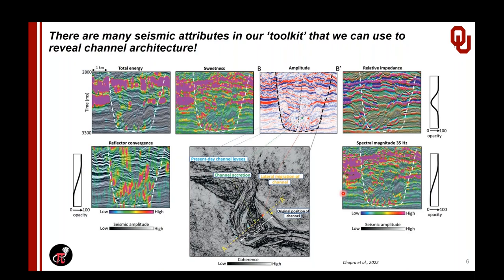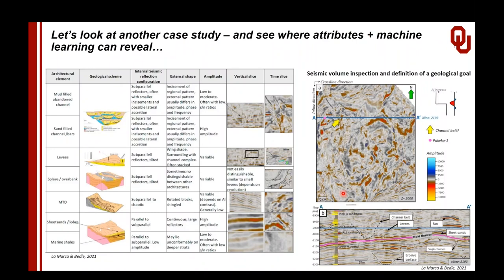And so I mentioned earlier on that we have dozens of different attributes we can use. Here's another case study where I'm going to show how we start combining these attributes with machine learning to improve our interpretations even more. This is one of Karelia's studies that she did a little bit further south in the Taranaki Basin as part of her master's work.